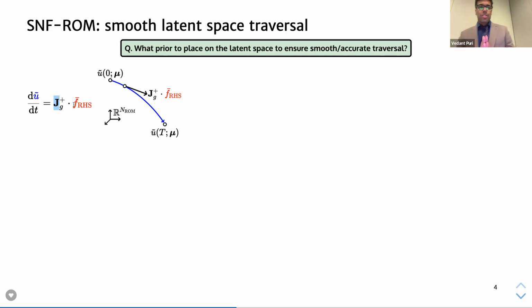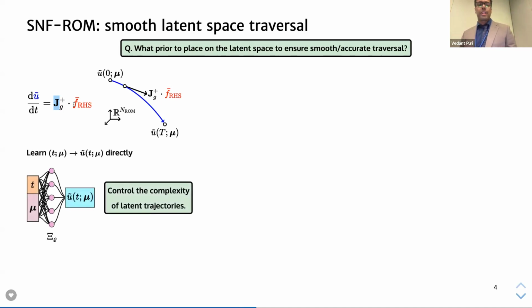What we want is to ensure that J pseudo inverse F is something which is near constant, really consistent, so that the trajectory doesn't undulate so much. And the way we get around this is kind of convoluted, but it's the following. Since we're doing supervised learning, we actually say, okay, instead of having the encoder that tells us what the latent trajectories are, we're just going to use time and mu, the parameters, to learn a mapping directly to the latent space vectors. And I'll show this in the context of the entire pipeline in a second.